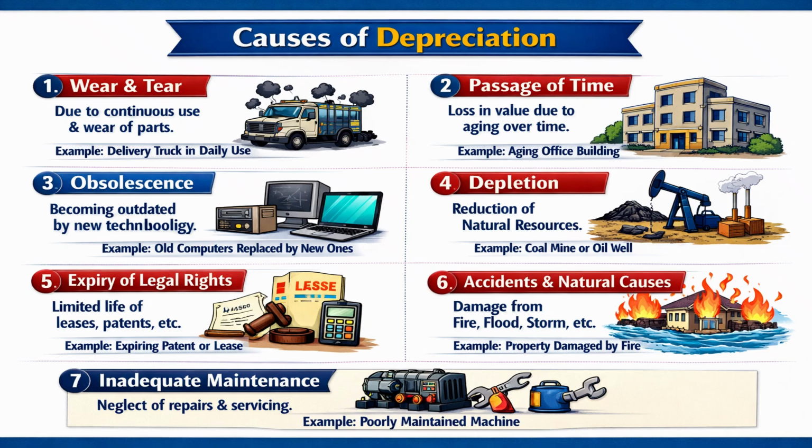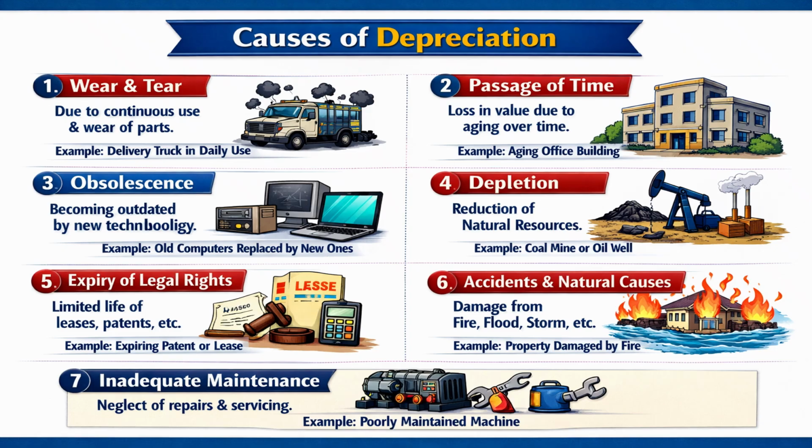6. Accidents or natural causes. Unexpected events may reduce the value of an asset. Although depreciation generally refers to a gradual reduction in value, assets may also lose value because of accidents or natural calamities. These can be fire, flood, earthquake, storm or collision.